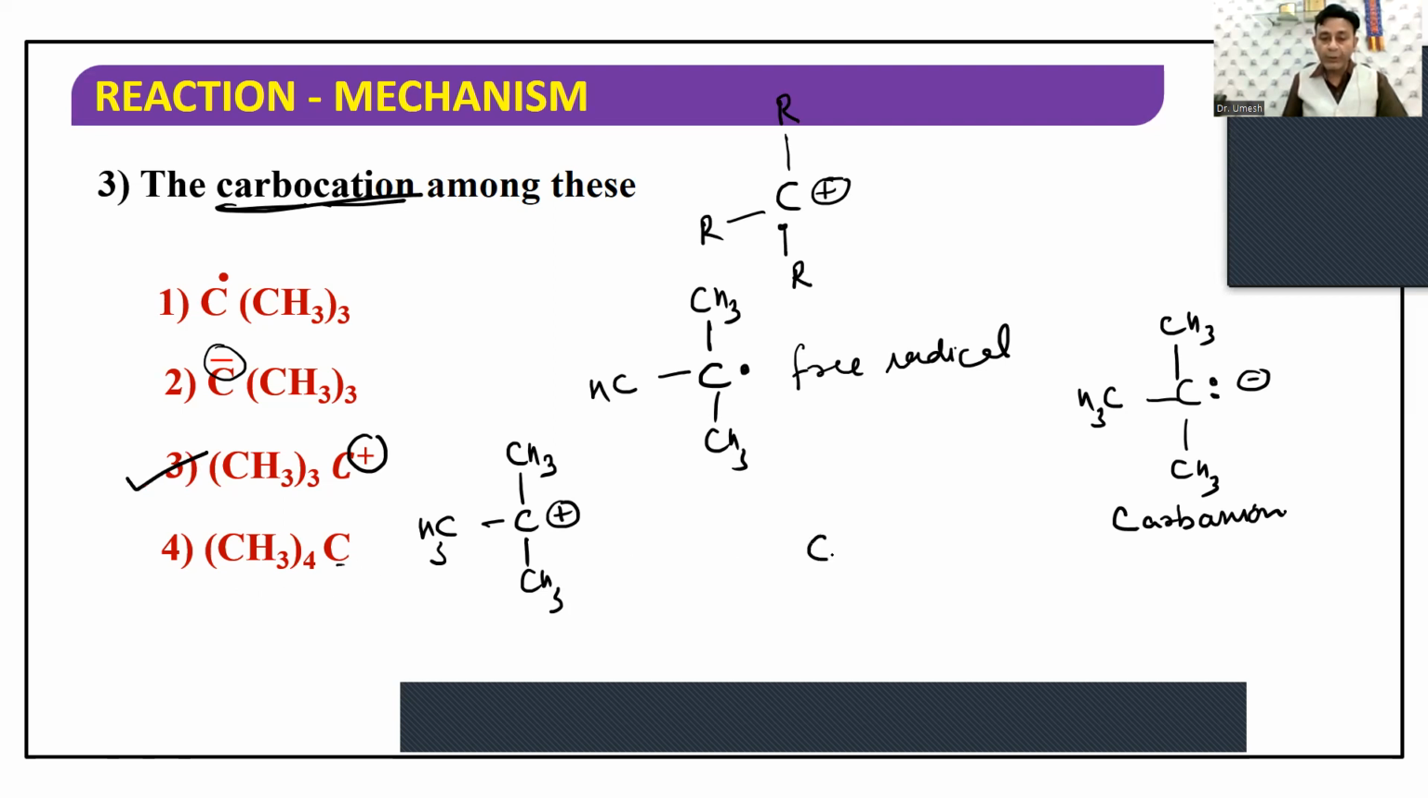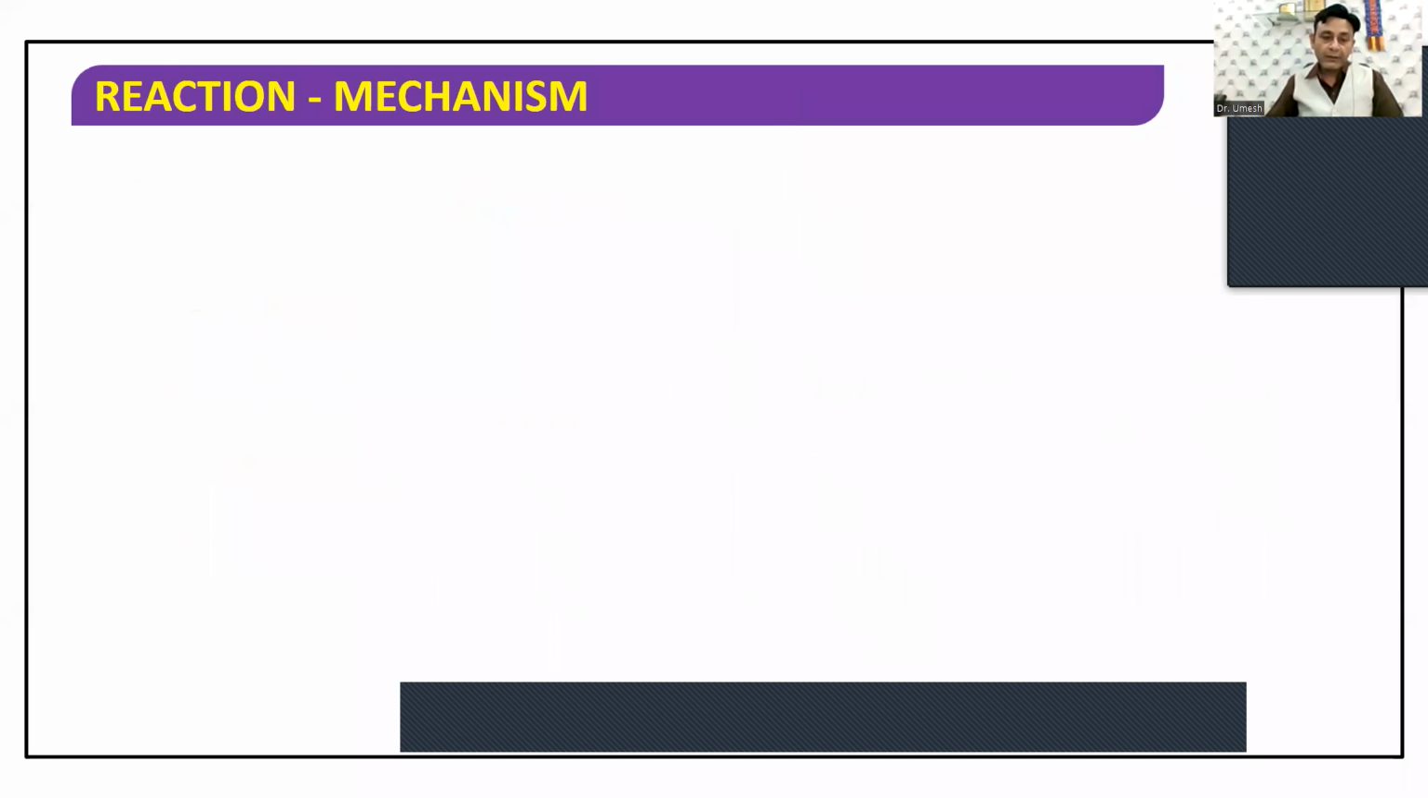The carbon is bonded with 4 methyl groups. It is not having any charge. It is just a neutral molecule. So this is not a carbocation. So carbocation is the reaction intermediate in which the carbon atom has a positive charge on it, and it's a reaction intermediate that will be attracted towards something negative. So this is the correct answer.